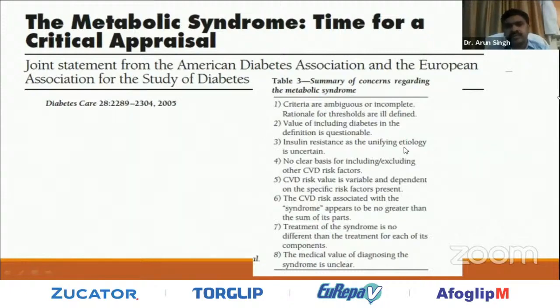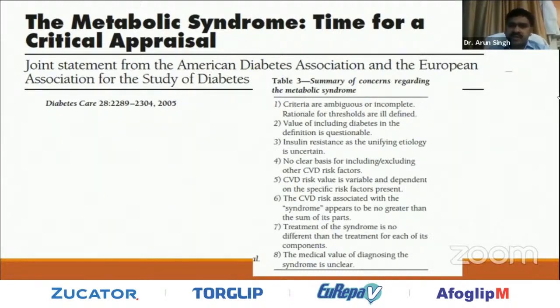There is no concept of a unifying etiology. So those were the objection points. There is no clear basis for including or excluding other CVD risk factors; that was not included in the definition. Again, it should be a risk marker, but there is no clear point whether patients with CVD should be included or excluded. Then CVD risk is variable and dependent on the specific risk factors present.